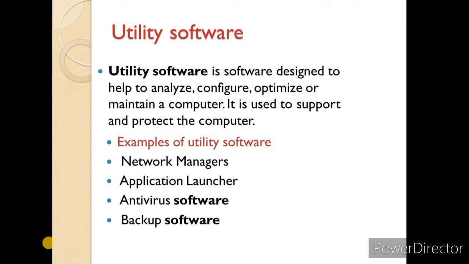And this is called the utility software. The utility software are software that are designed to help to analyze, to configure, to optimize, or to maintain a computer. I call this the brain box. Why do I call it the brain box? Because they work behind the scenes. You do not notice that they are there, but they are there to make sure that your computer runs properly. It is used to support and to protect the computer.